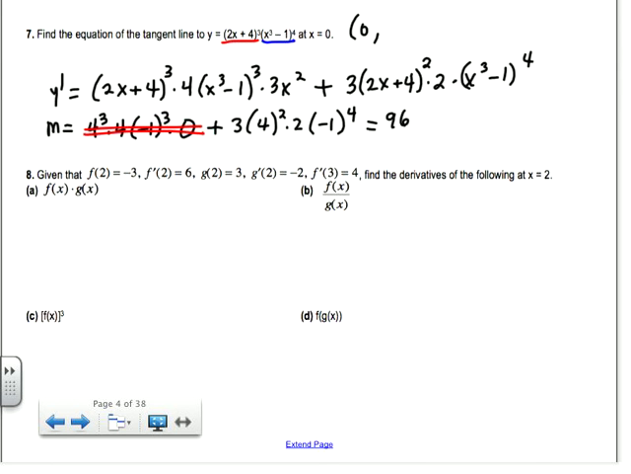Since it's at 0, that means it's 0, comma, go back to your original, plug in 0. What do you get for y? 64. So 4 to the third is 64, guys. So your final answer, that's your y-intercept. It's 0, comma 64, so that's b. So it's y equals mx plus b.